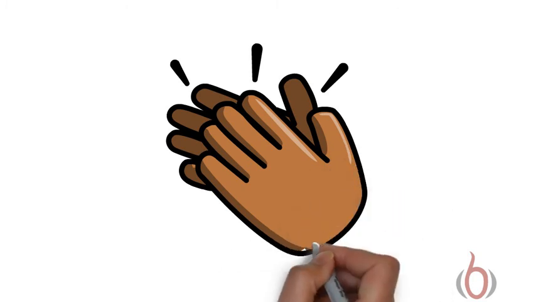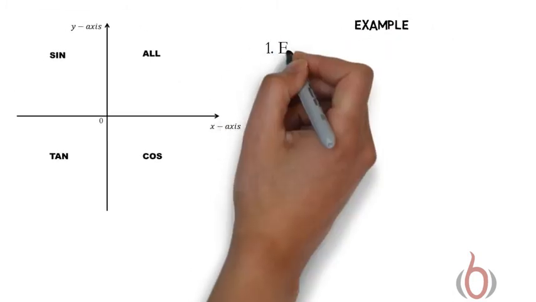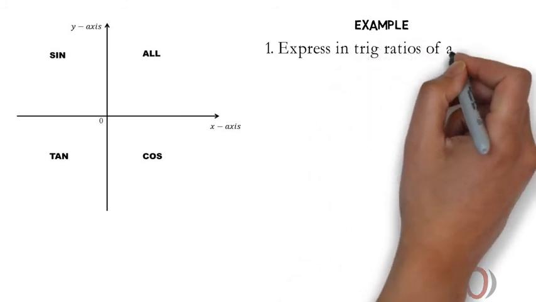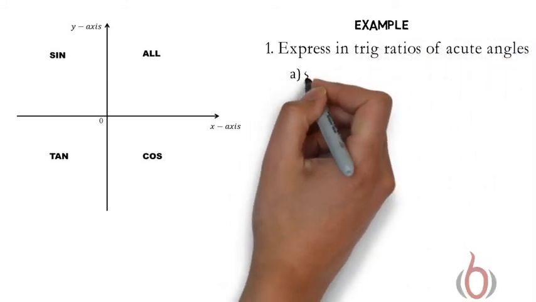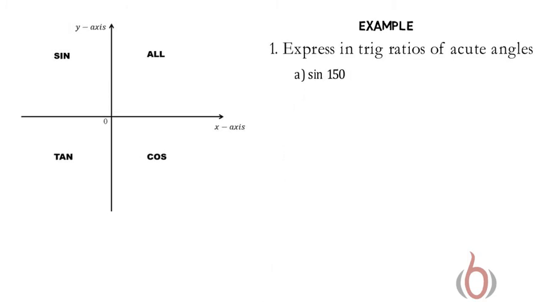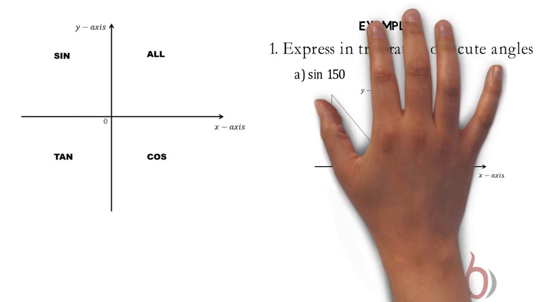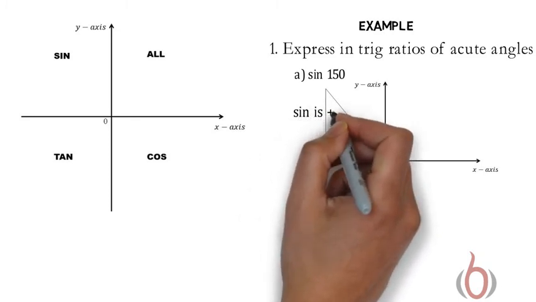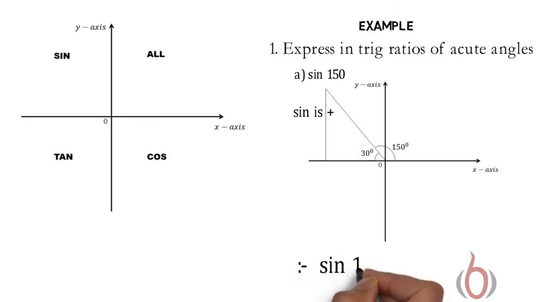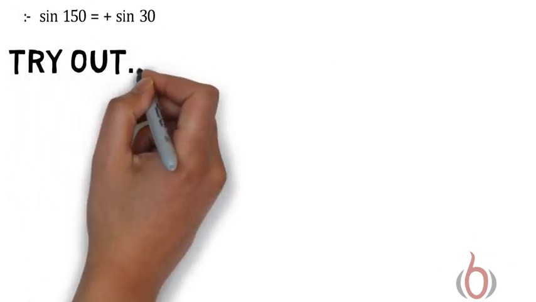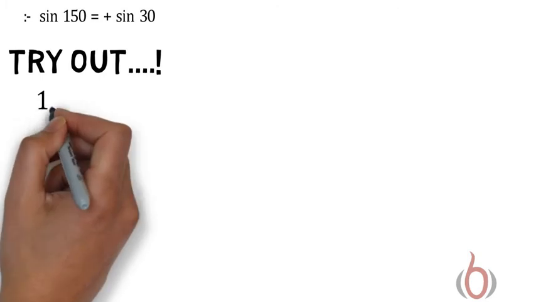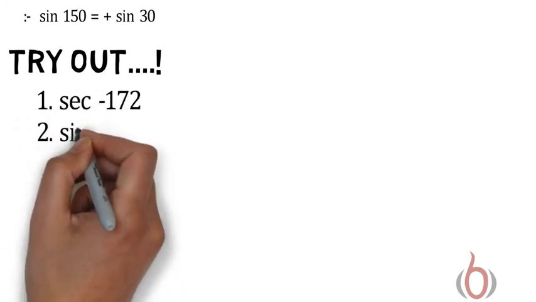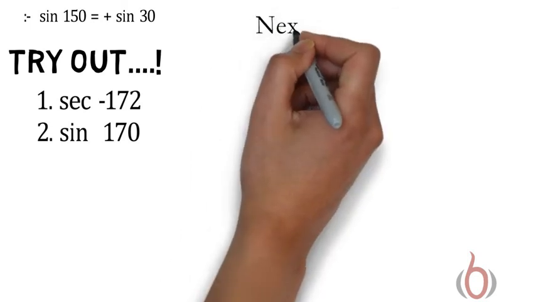Let's try an example to show the relevance of what we've studied. Express in terms of trigonometrical ratios of acute angles: sine of 150 degrees. Here they expect us to identify the position of the angle, then compute the acute angle from the diagram, and finally give the sign of the trig ratio in that quadrant. You can try out further examples of sec of negative 172 degrees, sine of 170. If you get any complications, be sure to let me know.